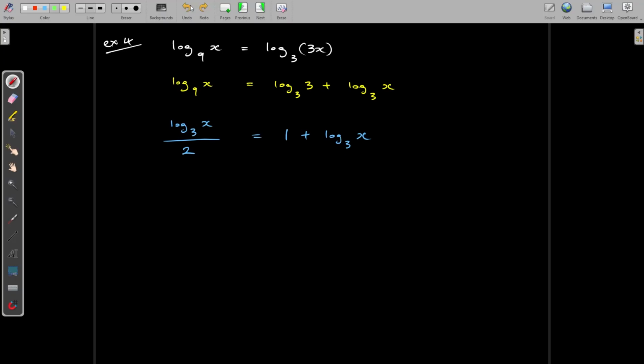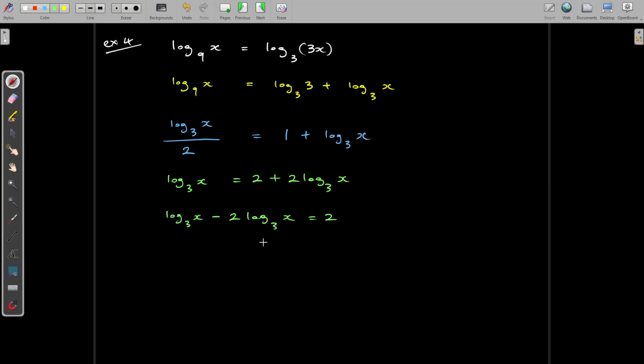Alright, so from here we can distribute the 2. Yes, we should be able to distribute the 2 here. So this will give us log base 3 of x is equal to 2 plus 2 log base 3 of x. And we're going to bring this over here. So log base 3 of x minus 2 log base 3 of x is equal to 2.